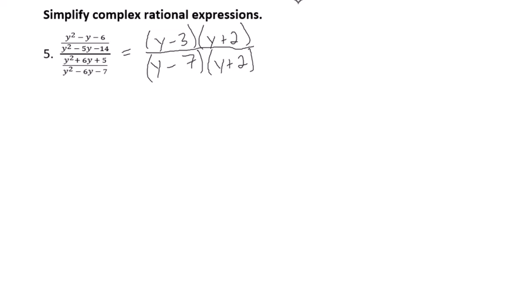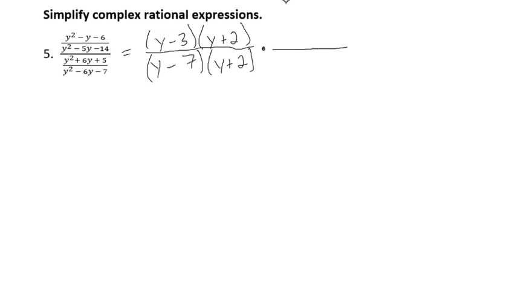Y times y, y squared, -3 times 2, -6. -3 plus 2 gives you -1 in the middle. Y squared, -7 times 2 is negative 14 on the back end. Negative 7 plus 2 gives you the negative 5 in the middle. So just a quick check that you always want to do before moving on.